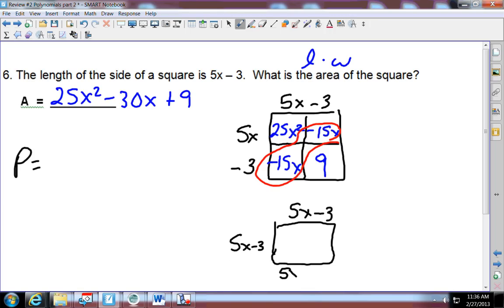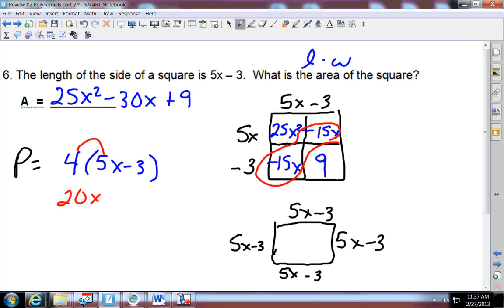You could do what I'm doing and add and label all your sides and then add them up. But is there another way we could find the perimeter of a square if all the sides are the same? Multiply it by 4, right? You could do 4 times 5x minus 3 because that's the same as adding them all up. See, because here I would get 20x minus 12. Well, 5, 10, 15, 20, 20x, negative 3, negative 3, negative 3, and negative 3 is negative 12.